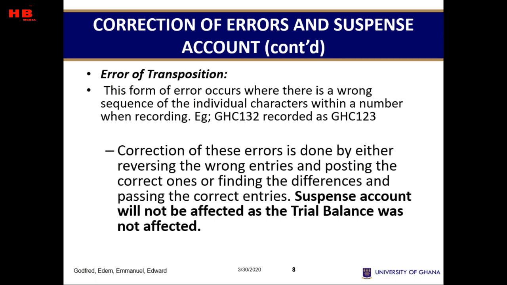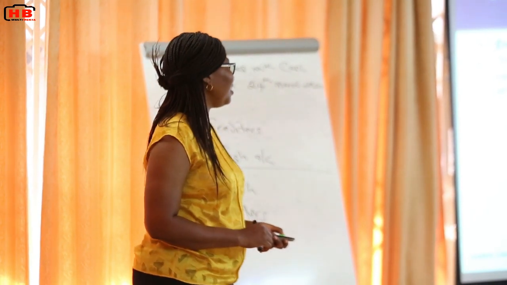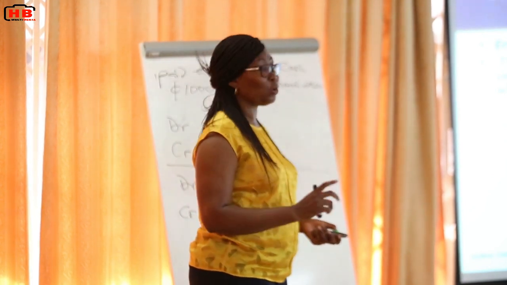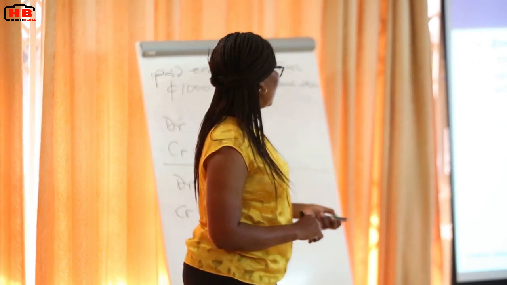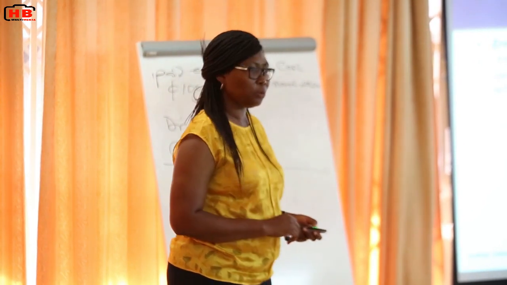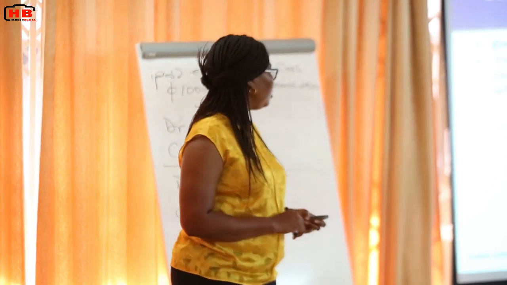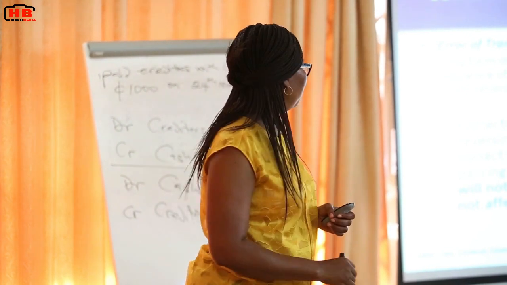1, 2, 3, sorry. Then you expect an imbalance. It's usually caused by witches. So it's usually caused by who? Witches. Okay, this one there will be no witch to cause it. So that is an error of transposition. And so these are the errors that do not necessarily affect the agreement of the trial balance.